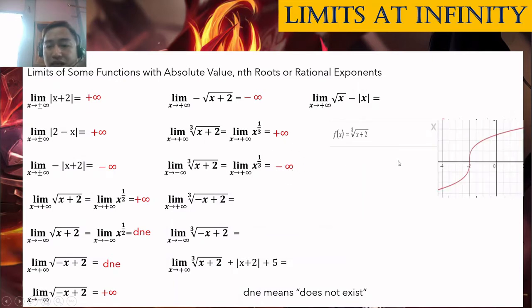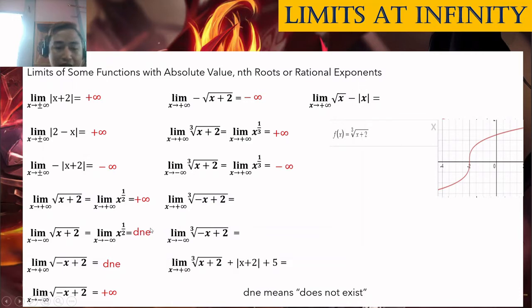Okay, we will see the graph for that. Okay, this is the graph. As we can see, class, as x approaches positive infinity, it goes upwards, so positive infinity. And as x approaches negative infinity, it goes downward. So it goes to negative infinity. So negative infinity is the limit.